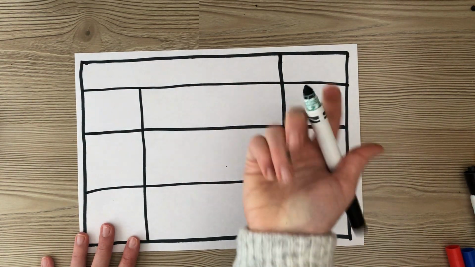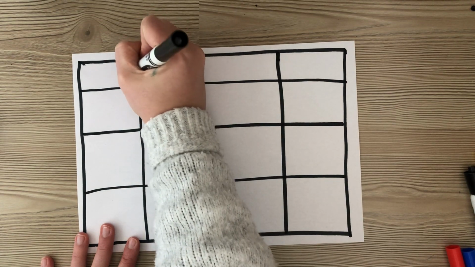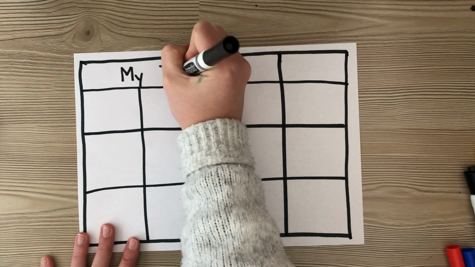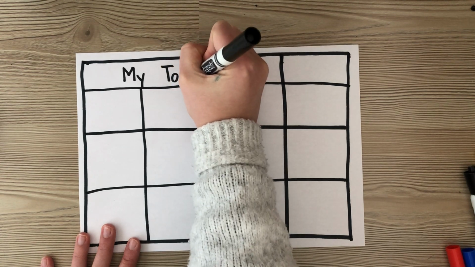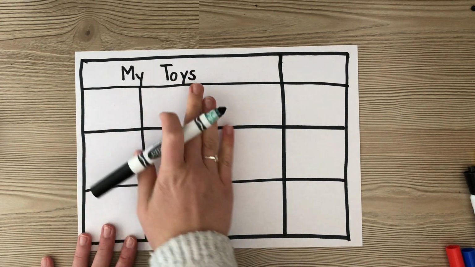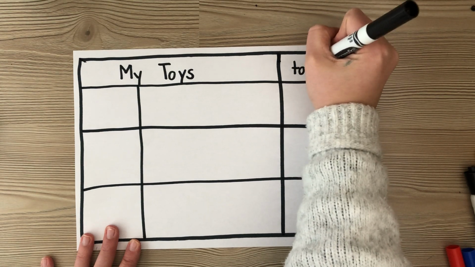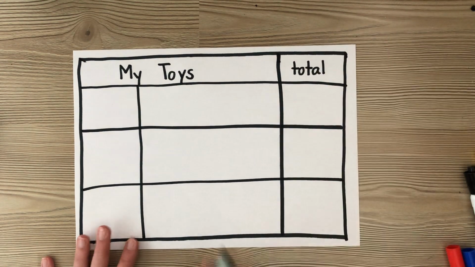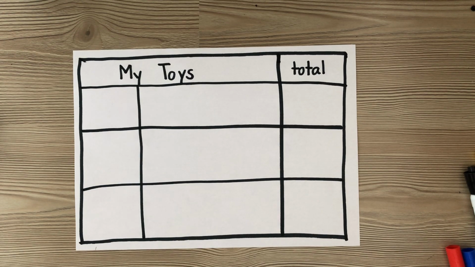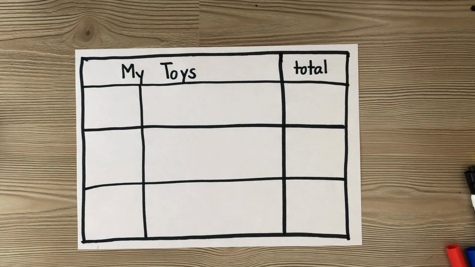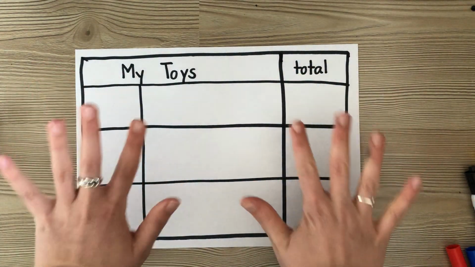Here is where I'm going to put my title, boys and girls. The title of your graph will be My Toys. And over here is where you will put the total for each. Now, your job, boys and girls, is to go into your room or your playroom or your toy chest and find 10 toys. Just like I had 10 cubes, you are going to find 10 toys.